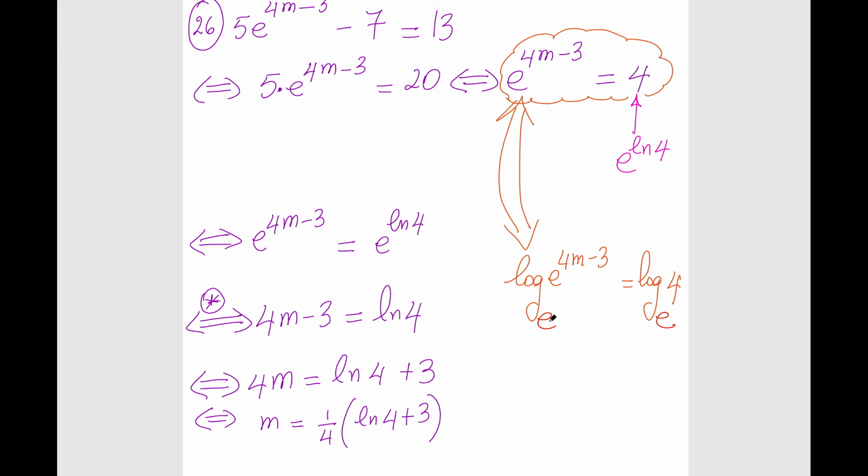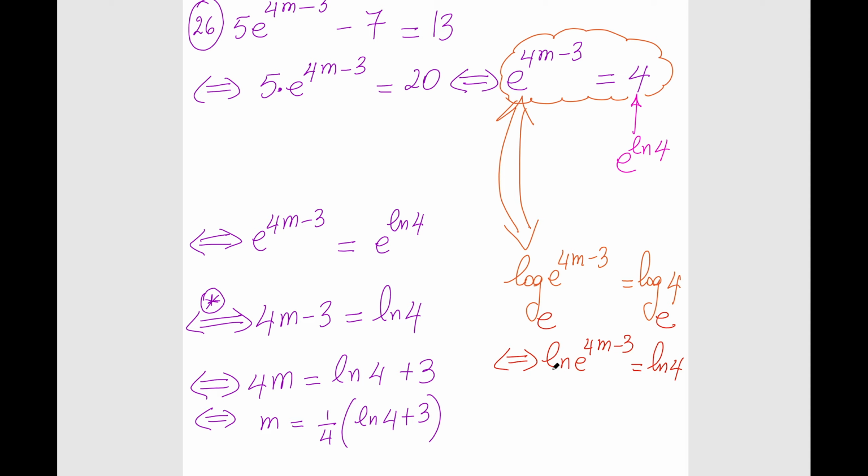And what's log base e notation-wise? This is ln, right? Let me keep the equivalence going. So this is the same thing as ln of e to the power 4m minus 3 is equal to ln of 4, right? Because log base e is denoted by ln. Sounds good?